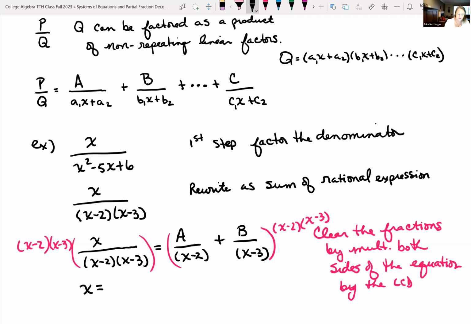This is equal to, so if I distribute, and we need to distribute to each fraction on the right-hand side, when we distribute to that A all over x minus 2, the x minus 2's are going to cancel, and you're going to be left with A all times x minus 3. Plus, when we distribute x minus 2 all times x minus 3 to the fraction B over x minus 3, the x minus 3's cancel, and we're left with capital B all times x minus 2.